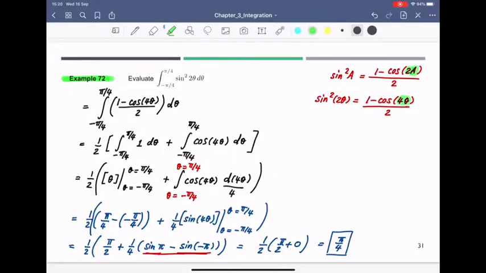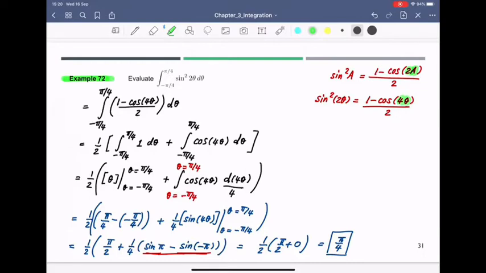This example is good because, as I told you, after the midterm we're going to learn how to integrate trigonometric functions. So you're going to use this technique again and again after the midterm.